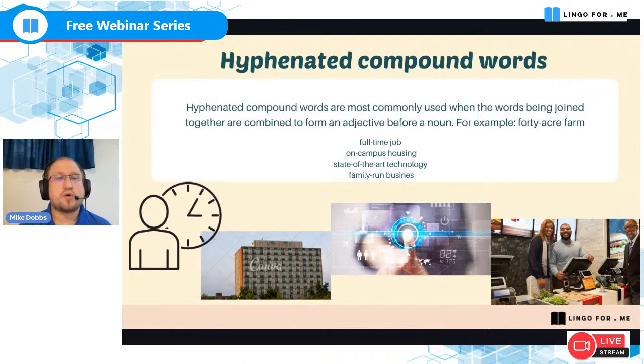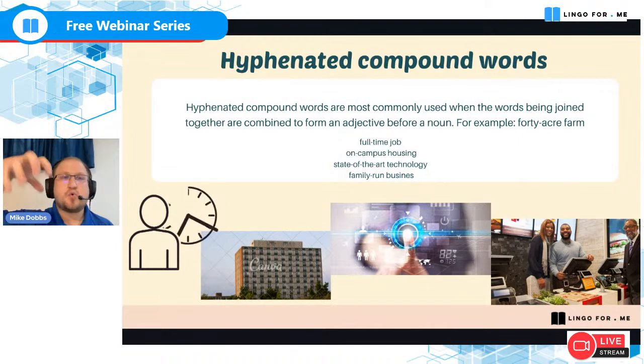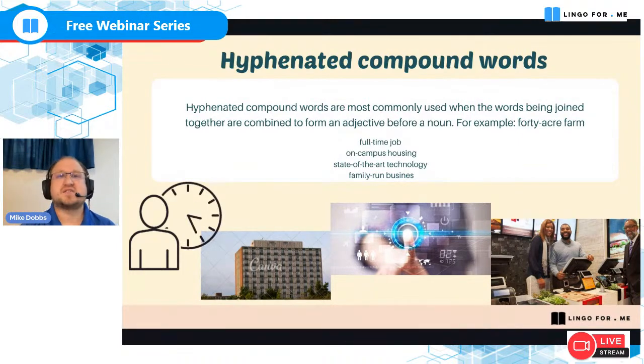So an acre, or you might call it a hectare, is a certain plot or a certain size of land. And then 40-acre farm, meaning whoever owns that farm has 40 acres of land to farm and put vegetables or crops or other animals on. So we'll give a few more examples of what we're talking about when we put the adjective before the noun.